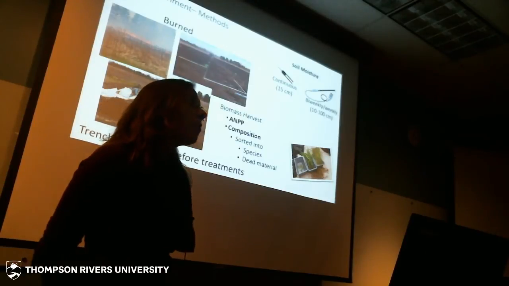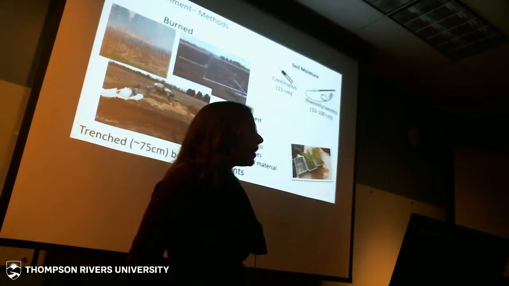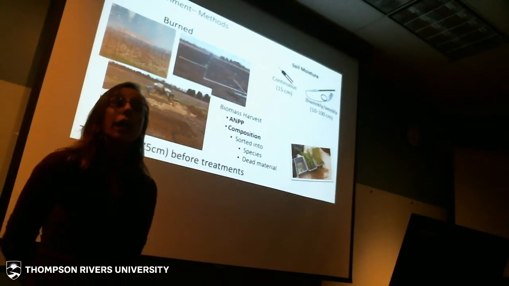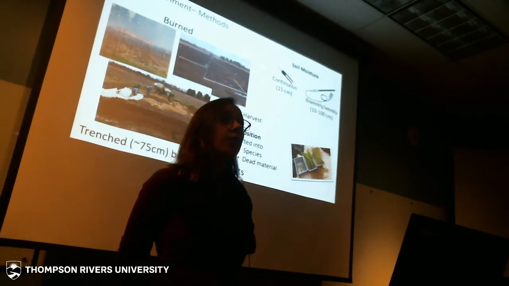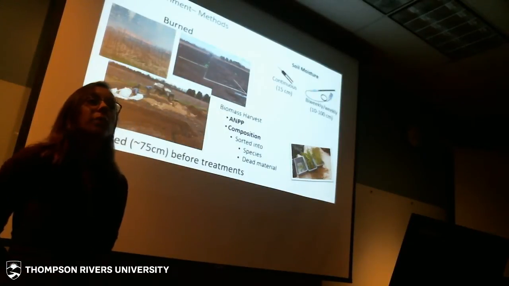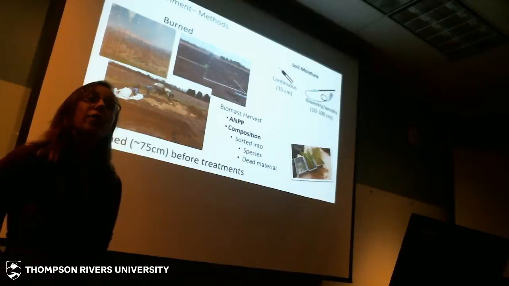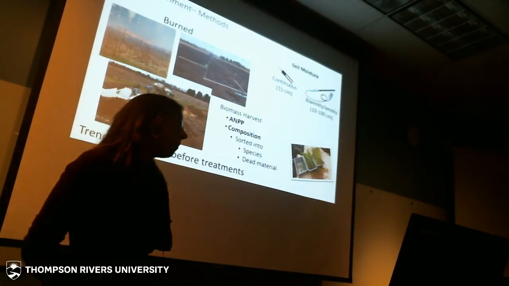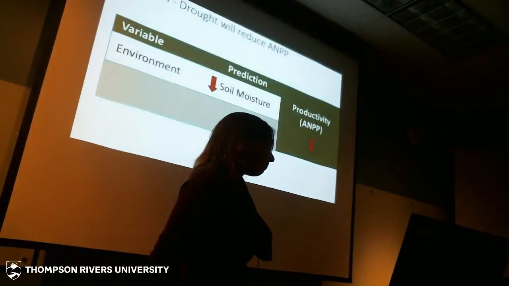So from biomass harvest data, I can get at productivity, so ANPP. I can also get at composition. By sorting it into species as well as dead material, I can start to answer some of those questions about community composition, as well as whether the drought plots were senescing earlier than the other plots.